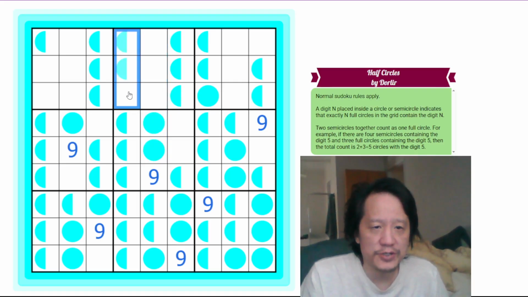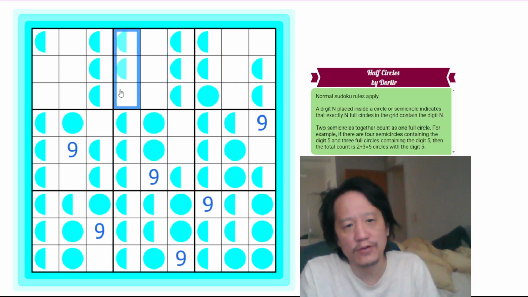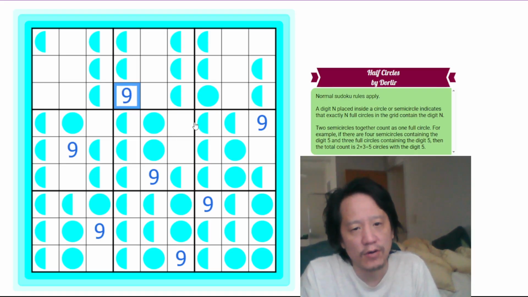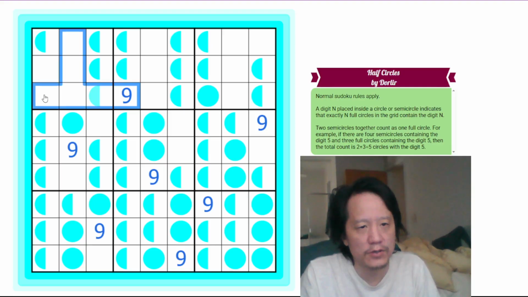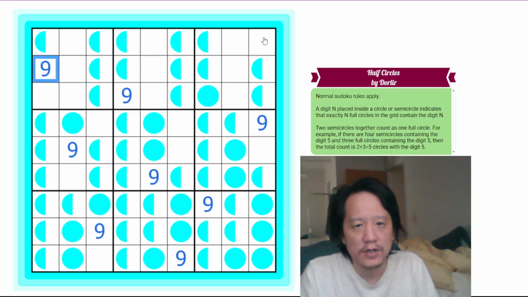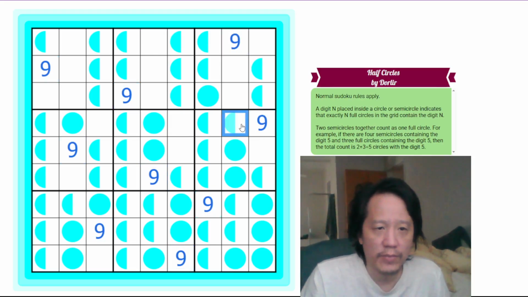In this upper central box, or actually rather row 4, we have a guaranteed 9 here. Nine cannot be here or here, so 9 has to be here. We have 8 9s now, which means that has to be 9.